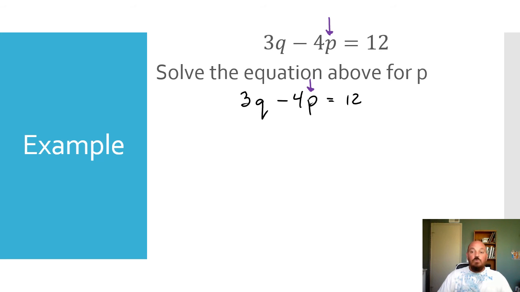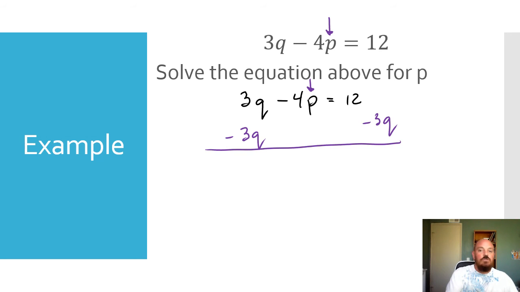So let's start with that 3q. I'm going to get rid of the 3q. Now that's positive, so I'm going to subtract to get rid of it. Anytime you have a positive number or a positive term, you can subtract to get rid of it. So I'm going to do a minus 3q and a minus 3q. 3q minus 3q is gone. Those cancel. The rest, the negative 4p, drops down. And then you have 12 minus 3q.